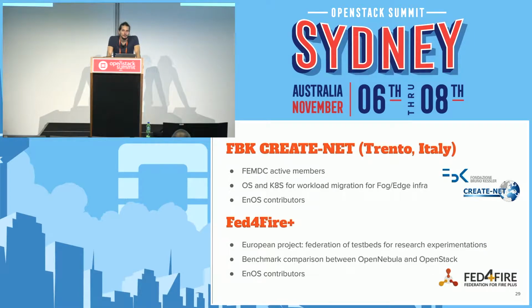Further experimentation has been done with EnOS. So, for example, FBK, which is a research center in Italy, has used EnOS to deploy OpenStack in order to evaluate workload migration in fog infrastructure. And also the FedFIRE project, a European project working on the federation of testbeds for research experimentations. They used EnOS in order to conduct a comparison between OpenStack and OpenNebula.